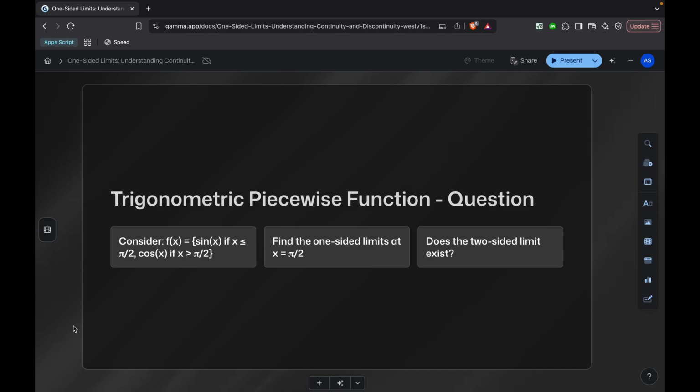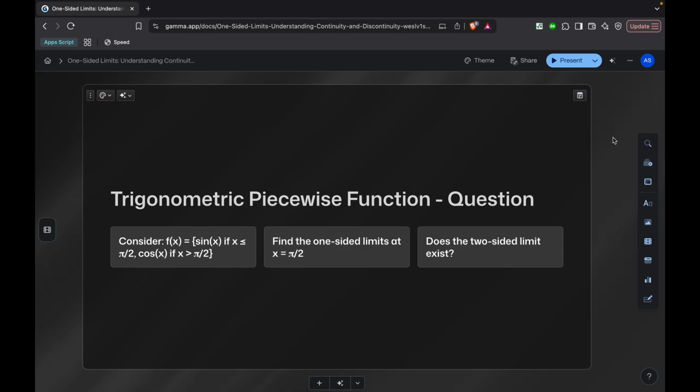Now, one note that I want to add is these functions are not the most complicated things, but these lay the groundwork for most one-sided limit problems you're going to have, as most problems are going to deal with you calculating the two-sided limit directly.